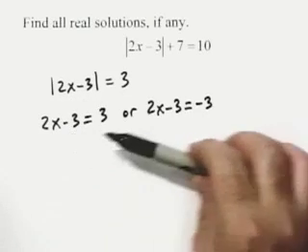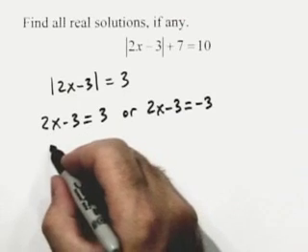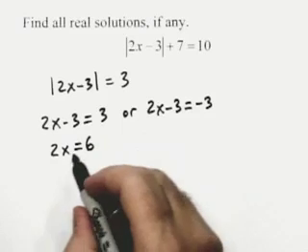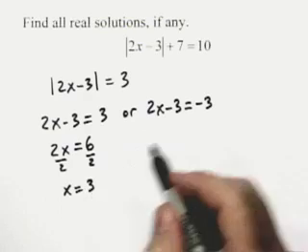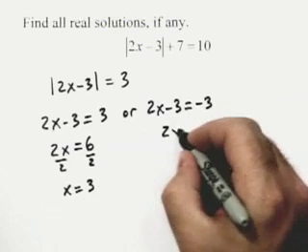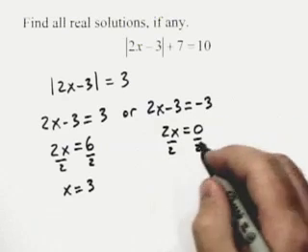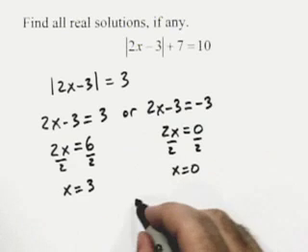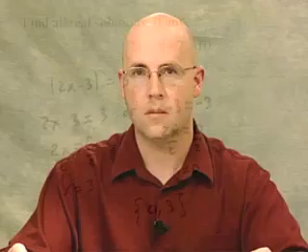Now we solve each of these equations. Solve our first equation by adding 3 to both sides. It'll give us 2x is equal to 6. And then we'll divide both sides by 2 to get x is equal to 3. The second equation, we'll add 3 to both sides. It gives us 2x is equal to 0. Divide both sides by 2. It gives us x is equal to 0. So the solution set for this equation would be the set 0, 3.